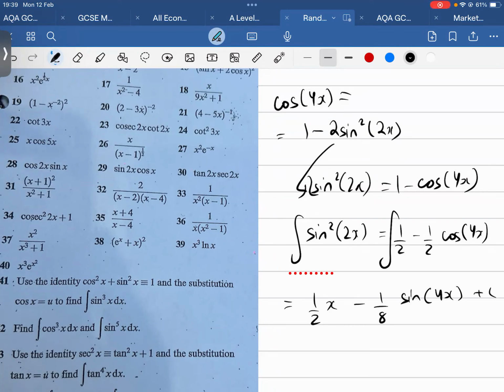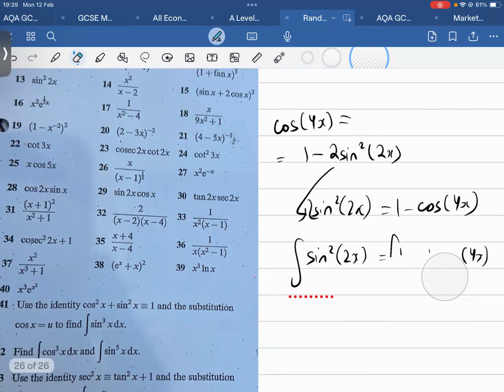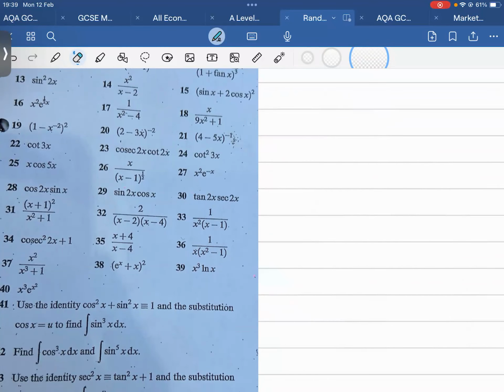Nobody's ever going to get that first time. I would never have got that in reality. The identity is weird, but I'll show you again when to use it later when it comes up. Whenever you see sine squared x or cos squared x, you have to use the double angle for cos 2x. I'll show you another example. So that was number 13.